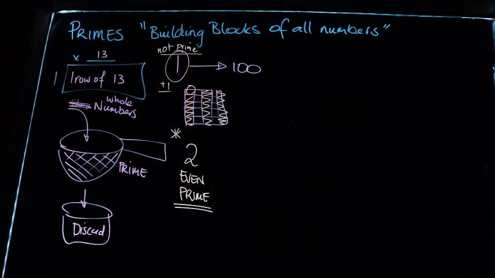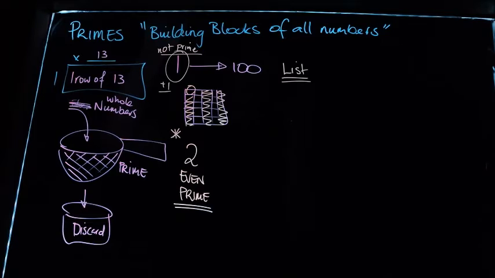So we're building a list here, and this is all about lists, and we're building a list of prime numbers here, and 2 is the first number on our list. Now when we're thinking about 3, there's only one way to build 3, one row of 3. So we catch 3 in the sieve.